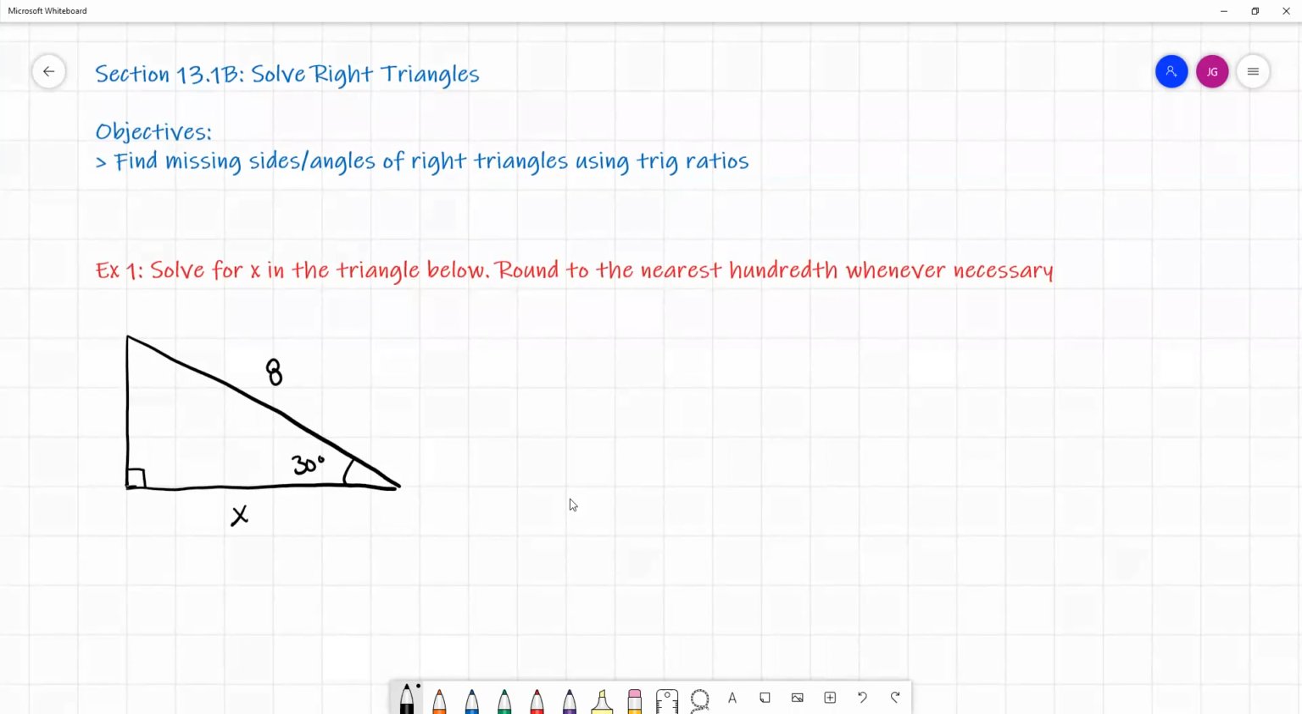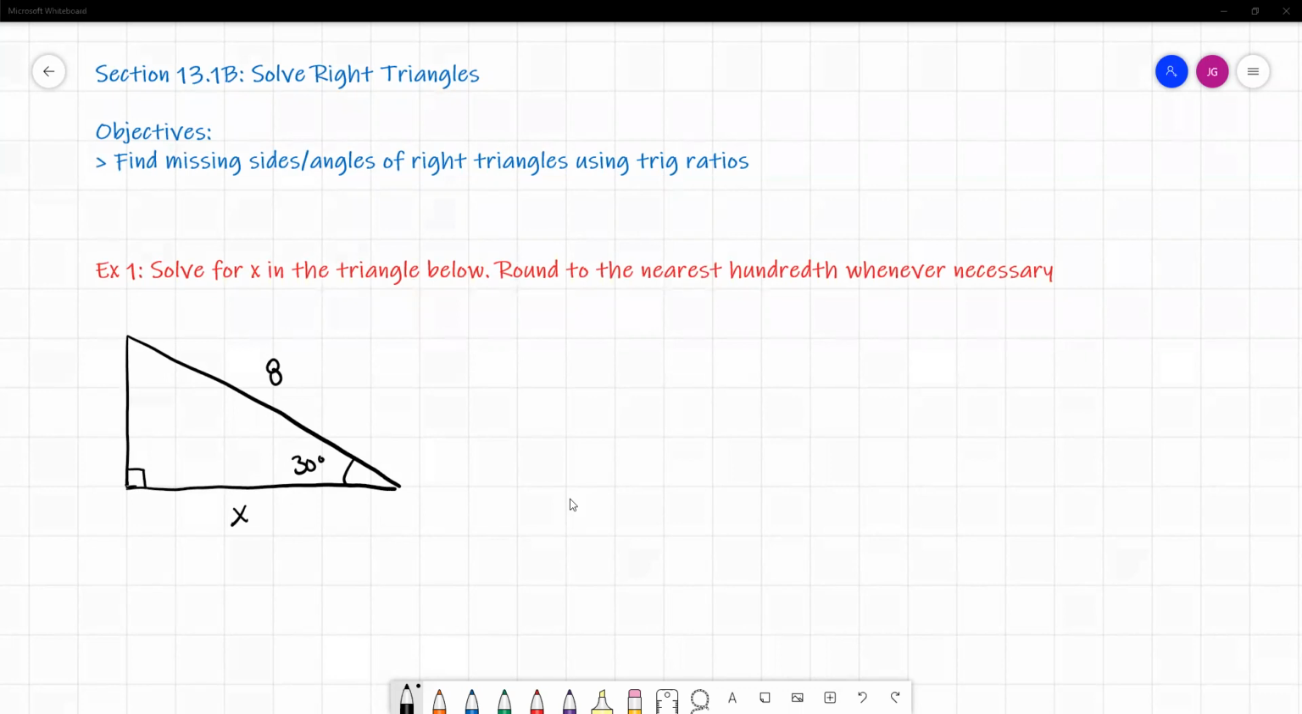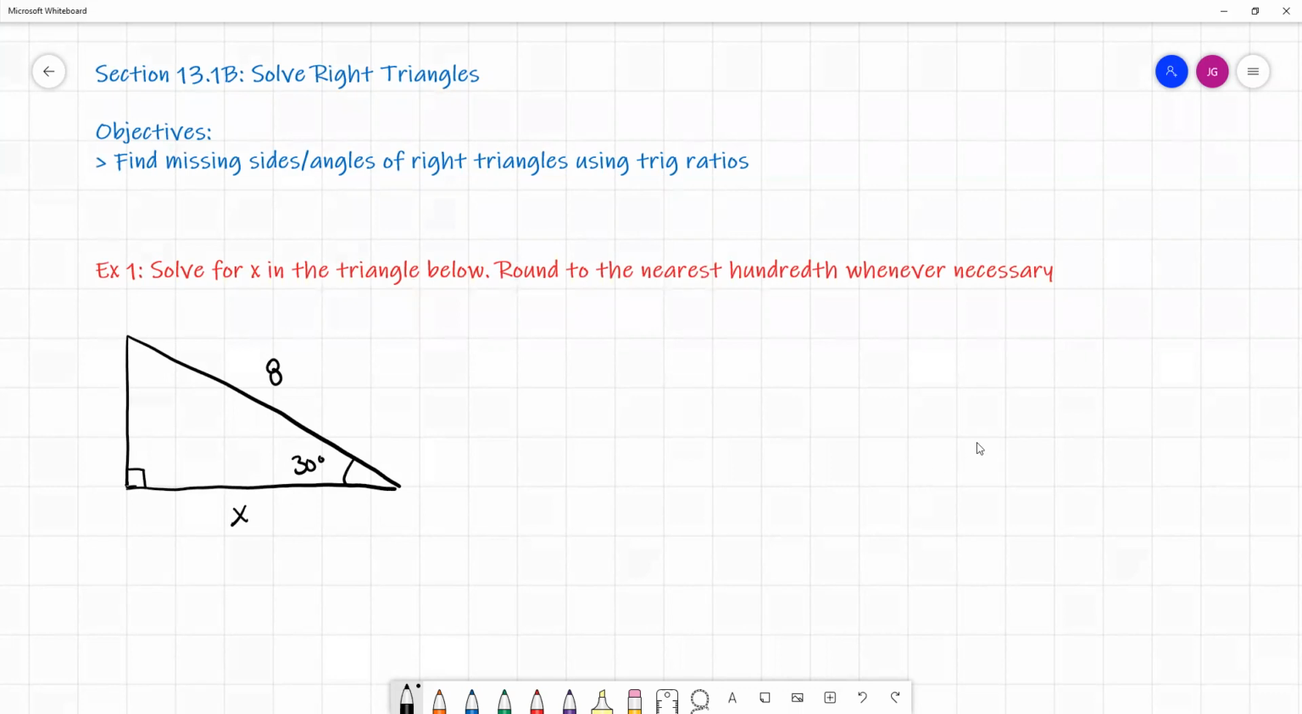We're going to use what we learned yesterday to figure out some missing pieces of information from right triangles, because we'll be in plenty of situations where we don't know all the sides, we don't know all the angles, etc. And so we can use these trig ratios to help us. It's one of the reasons why these are helpful to us, one of the main points behind learning about the 6 trig ratios.